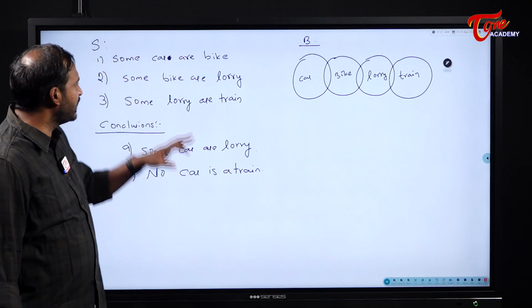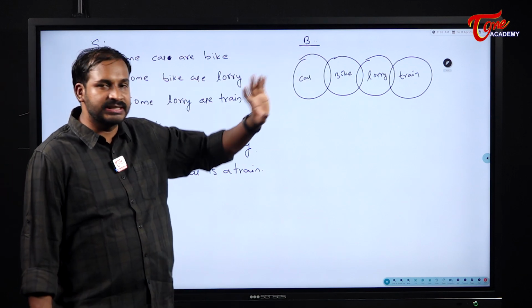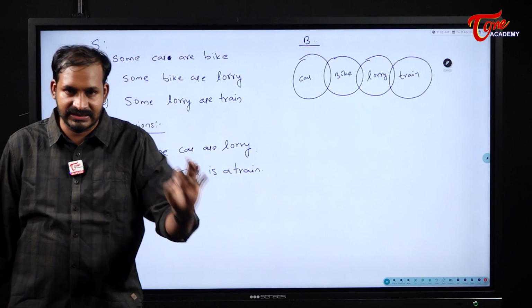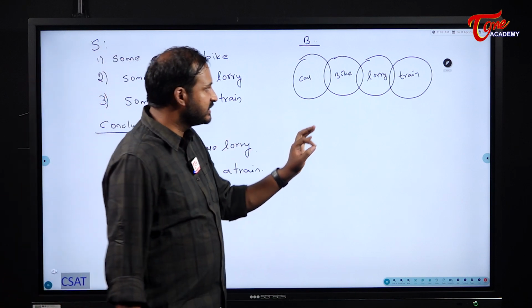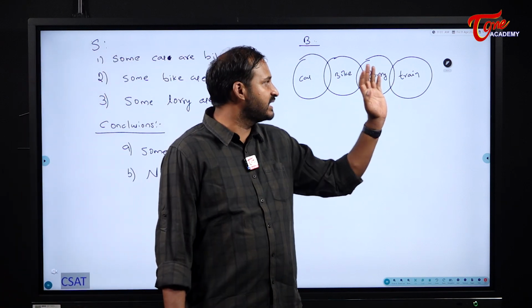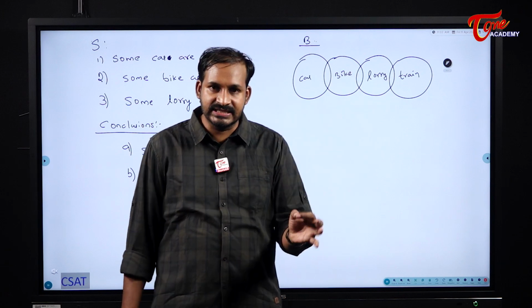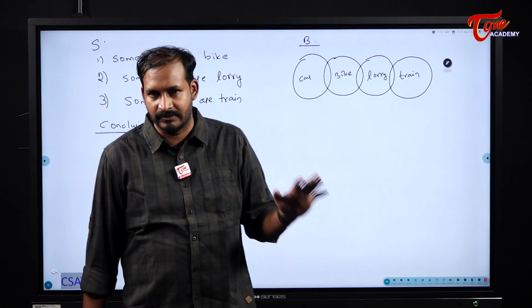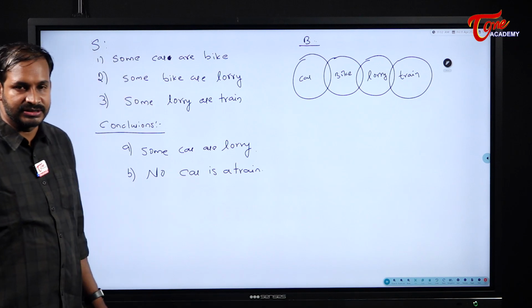From the given statements, I have drawn a basic diagram with minimum intersection. That means unnecessarily I didn't mix any two elements. If it is necessary, I will mix them, else I will not mix them. Now come to my conclusions.